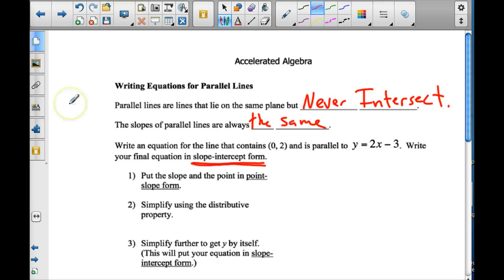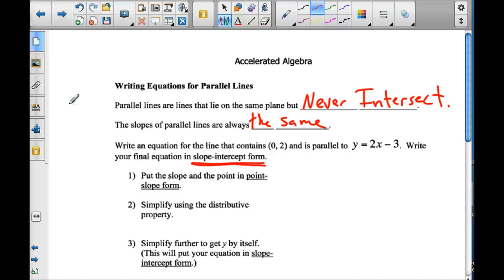The only problem is that you have to put the slope and the point in point slope form. You have to go through point slope form to get your answer. You can't just get the answer without going through point slope form. Simplify using the distributive property. We've done that before. And then make sure you add or subtract that value that's with the y, to move it over to the right side. And then you'll have it in slope-intercept form.